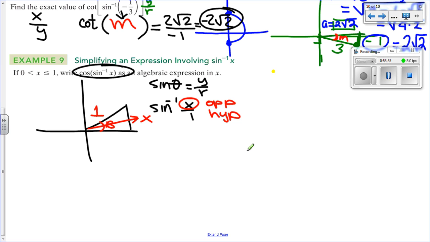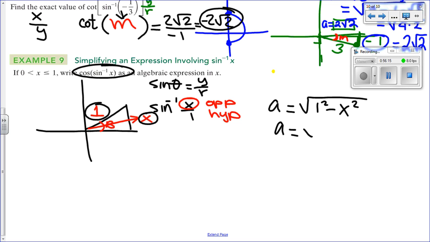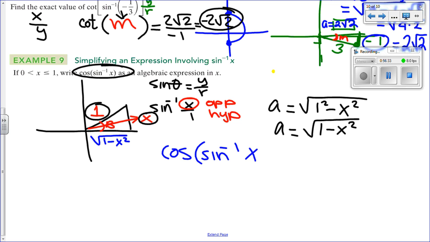Can I find the adjacent angle? Yes. I'm going to call it A. And that will be the square root of the hypotenuse square minus the side square. So A is equal to the square root of 1 minus x squared. I know it might not make much sense to you, but that's what we will call that side. Now to answer this question, it will be, what is the cosine of the sine inverse of x? And so the answer here will be the angle beta.